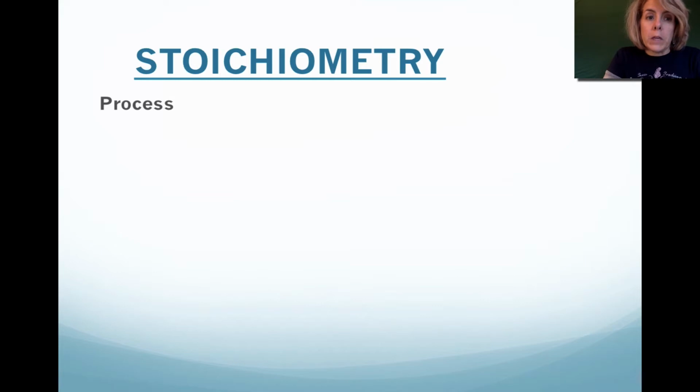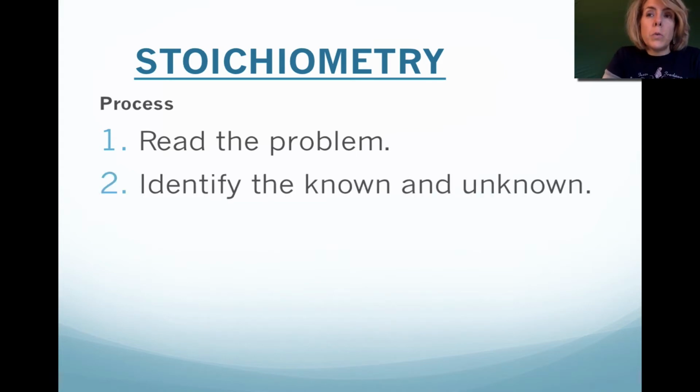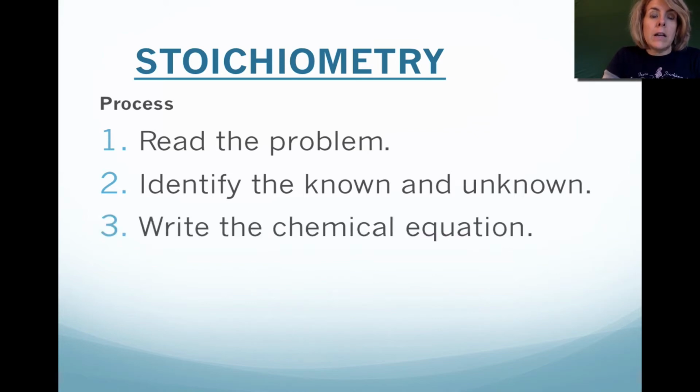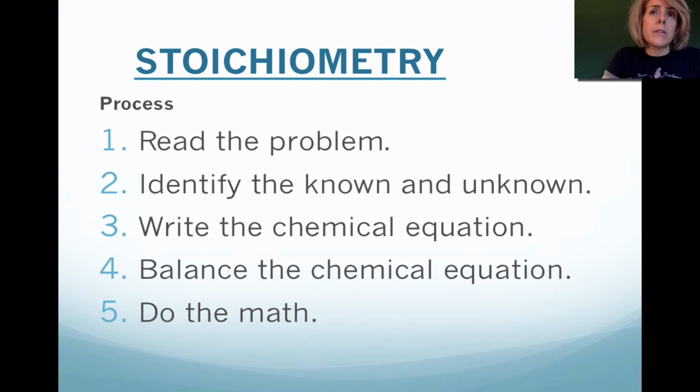So, first thing is you have to look at what the steps are. One, you have to read the problem. There's no way around that. Two, you want to look at what you know and what you don't know. Make sure you write down the chemical equation if they haven't provided it for you. Make sure you balance it. I've had students turn in problems that unfortunately are wrong because they forgot to balance it. And then lastly, just do the math.